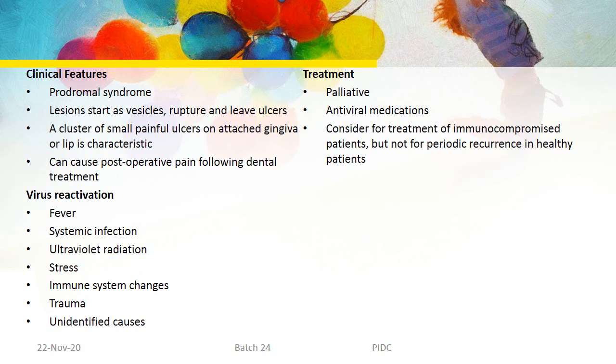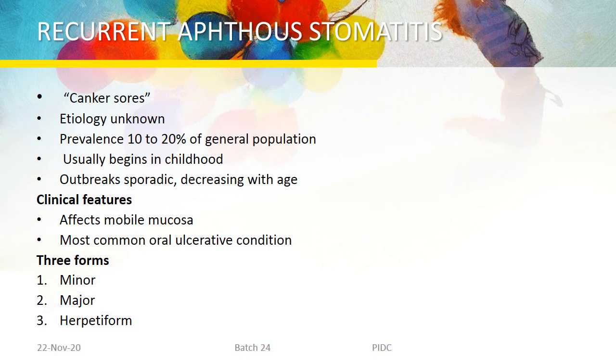Coming on to the treatment: palliative treatment. Antiviral medications are considered for immunocompromised patients but not for periodic recurrence in healthy patients. Recurrent aphthous stomatitis is also known as canker sores. The etiology is unknown. Prevalence is around 10 to 20% of the general population. It usually begins in childhood. Outbreaks are sporadic, decreasing with age.